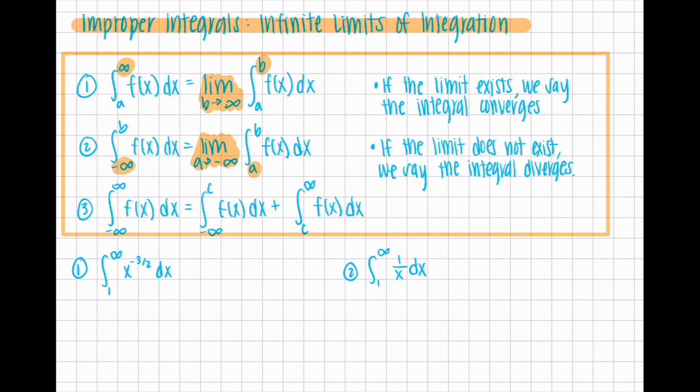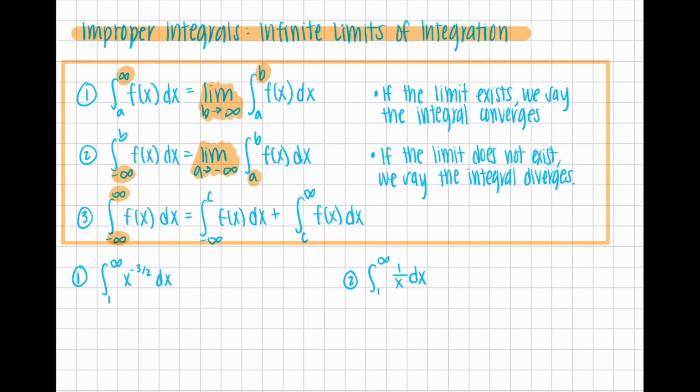Third case is you have negative infinity to infinity in your integral. For this case, you're going to start by splitting your integral into two separate integrals. You're going to choose some letter C to use to split it up. Choose something easy like a 0 or a 1. And then from there, you're going to have both case 1 and case 2 in your problem. So we're going to do one example of each of these types.